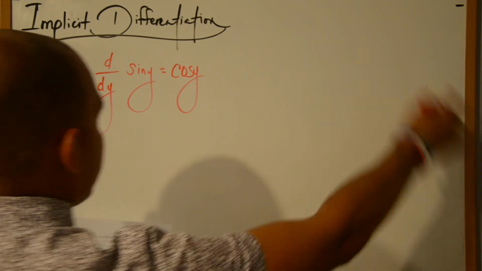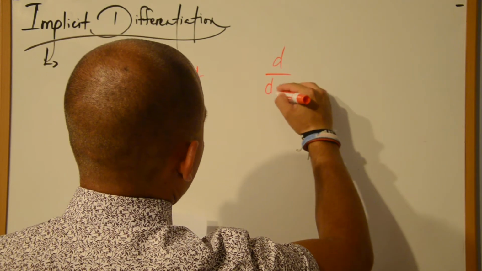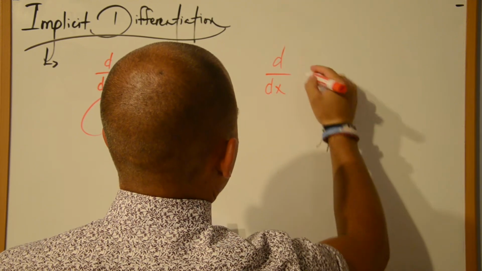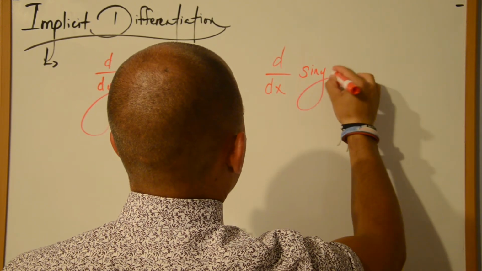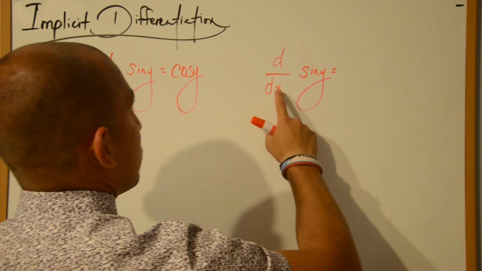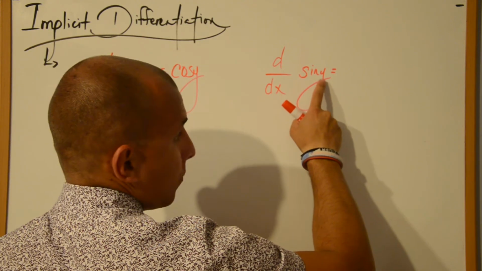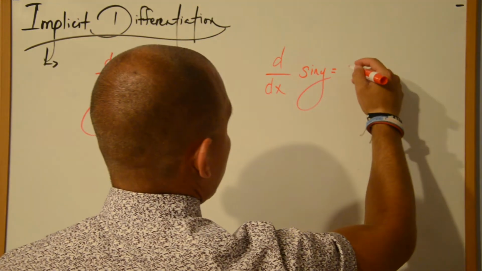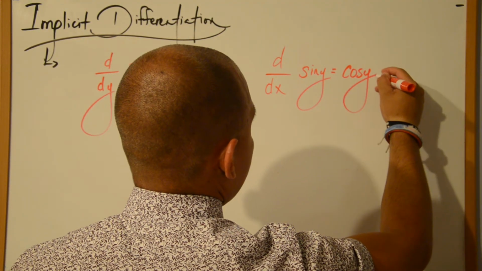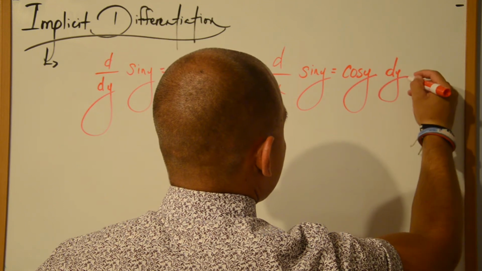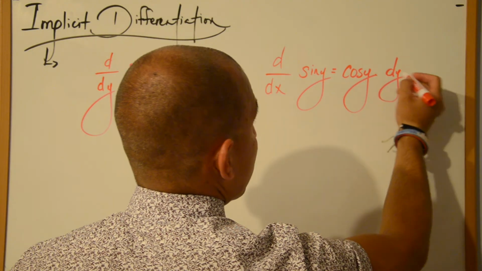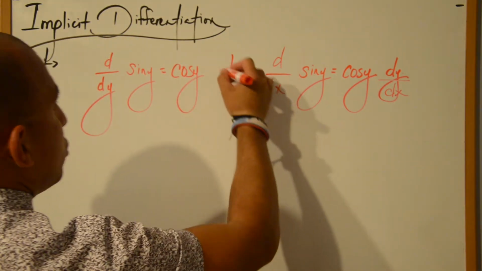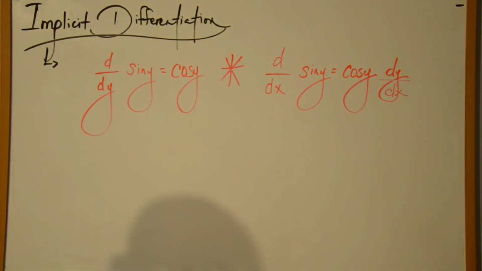However, if we had said the derivative with respect to x of sine of y, notice we're taking the derivative of a function defined in y with respect to a different variable. Therefore, we take the derivative, cosine of y, but we also have to pay homage to the fact that we took the derivative of y with respect to x. Huge difference here.